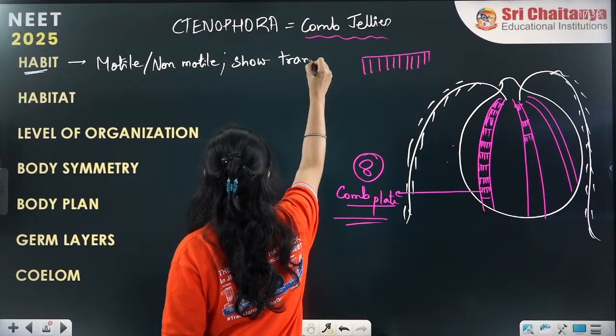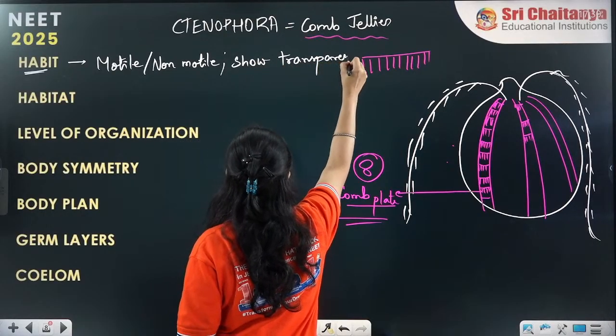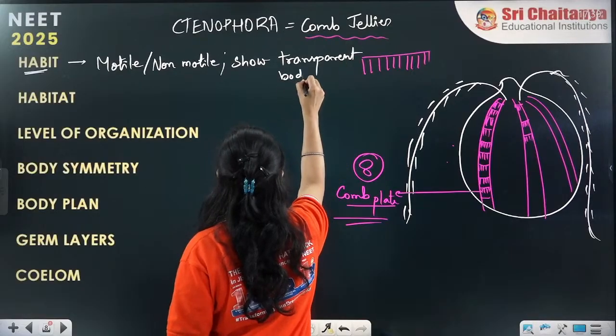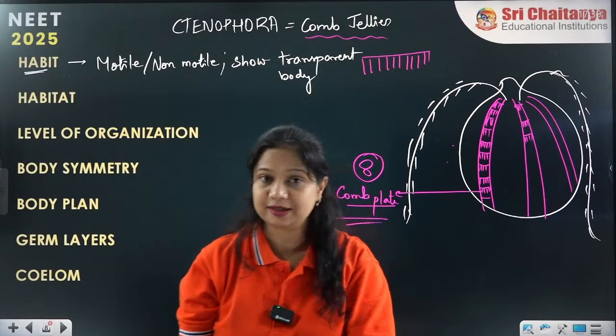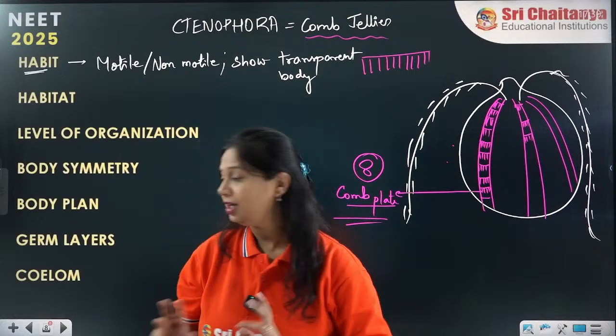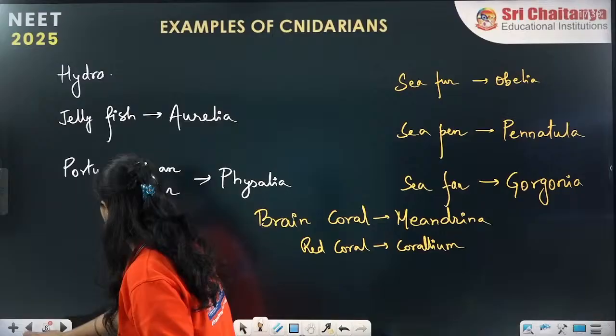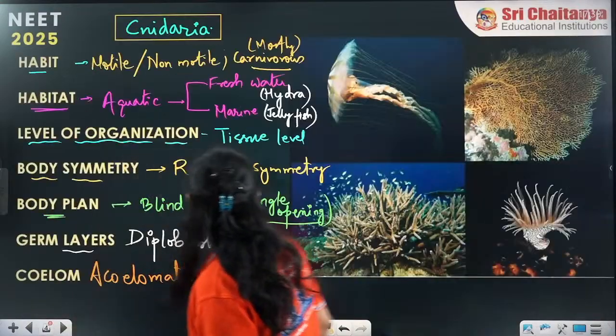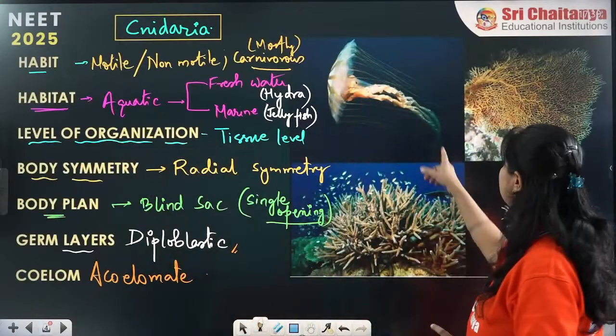a transparent body. They show a transparent body structure. That is why they are called jellies. You remember the jellyfish we just studied in the coelenterates? See here the appearance of the jellyfish.